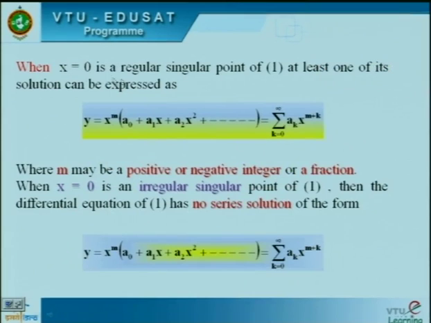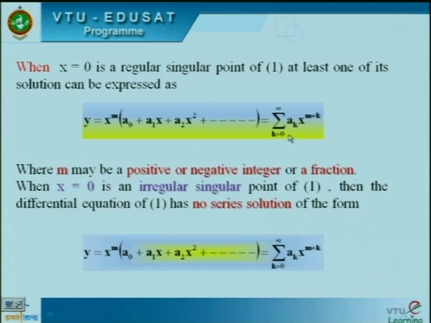So, when x is equal to 0 is a regular singular point of the given equation, then at least one of its solutions can be expressed as y is equal to x to the power m times (a naught plus a1 x plus a2 x square plus a3 x to the power 3 and so on), or by using the summation you can write down summation of ak x to the power m plus k.